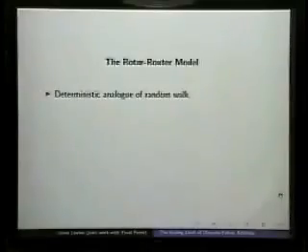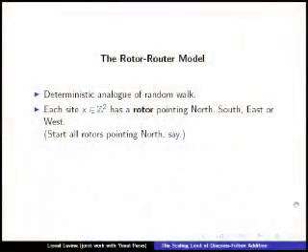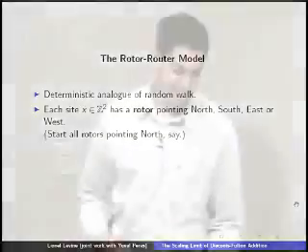Another thing that's interesting to study is, what happens if instead of using random walks to define these models, we use some other process? One particularly fascinating process is called the rotor-router model, which is a deterministic analog of random walk. This was originally defined in the physics literature by Priezzhev and others, and then it was reinvented or repopularized by Jim Propp several years ago.